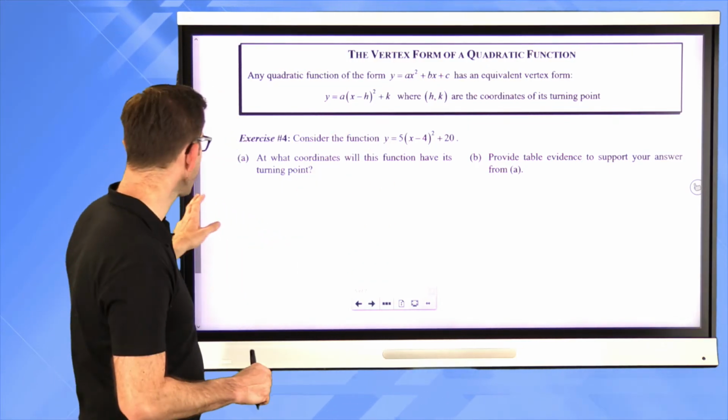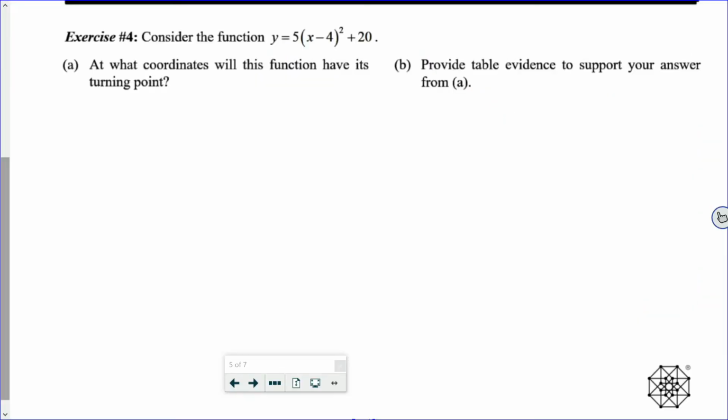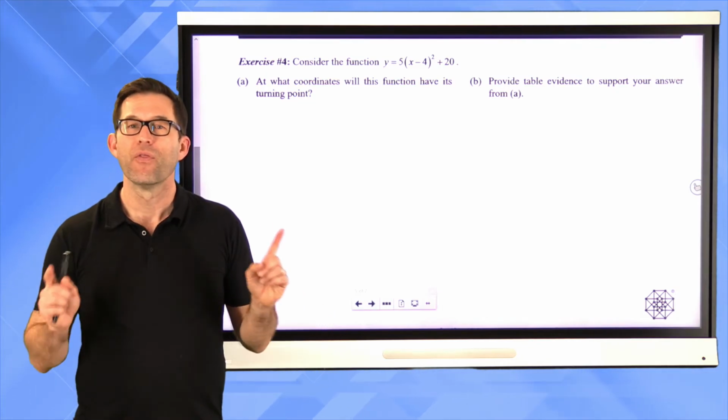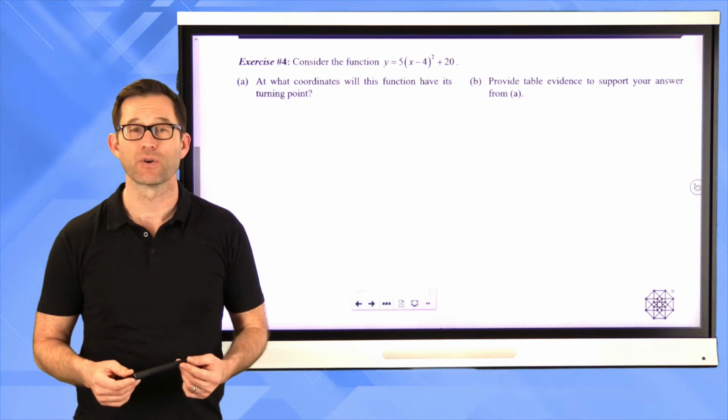Let's take a look at exercise number 4. Consider the function y equals 5 times (x minus 4) quantity squared plus 20. Letter A, at what coordinates will this function have its turning point? All right, this is simple enough, right? Pause the video now and see if you can figure out where the turning point of this function is.